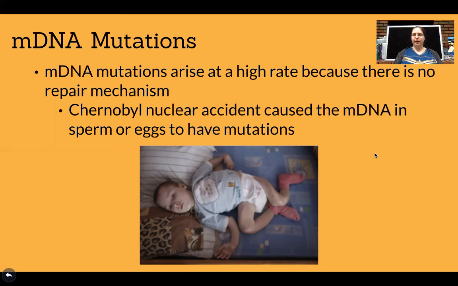Because remember, the mitochondria makes energy for the cell. And specifically, there's a lot of mitochondria in the muscle cells because they need lots of energy. As you can tell with this child here in the picture, you can just see that the muscles are not formed correctly, and a lot of it is because of these mutations in the mitochondrial DNA.